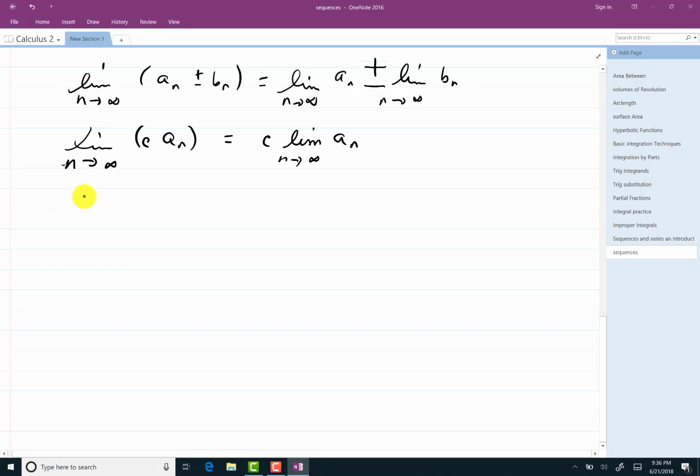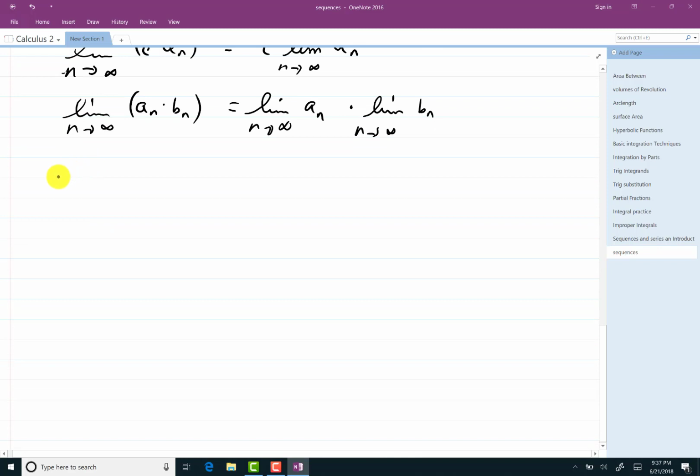Products also work. So if I had a_n times b_n, I could break that up into the limit as n goes to infinity of a_n times the limit as n goes to infinity of b_n, and then the limit as n goes to infinity of a_n over b_n equals the limit as n goes to infinity of a_n divided by the limit as n goes to infinity of b_n.